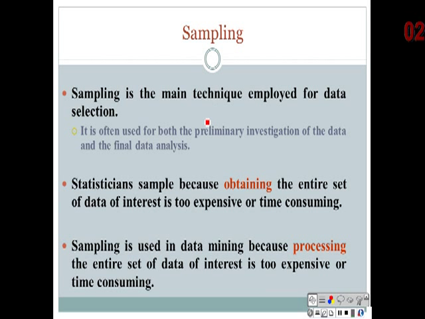The second type of reduction is the sampling, and I would like just to mention for those of you who previously had some experience in statistics, this is different from statistics. Sampling in statistics means that you take a sample of data and you apply your statistical analysis on it because you are not able to gather the whole data.